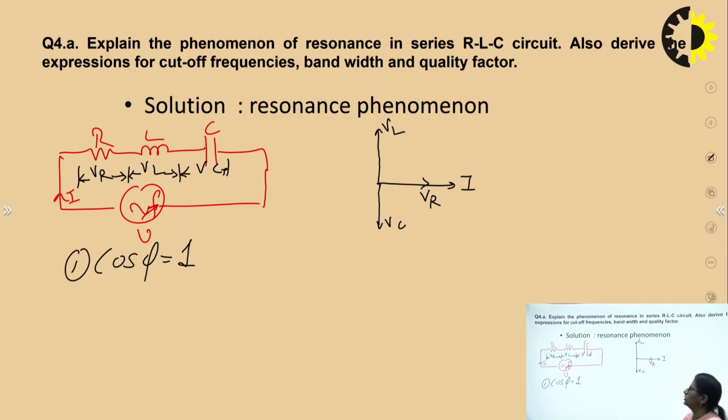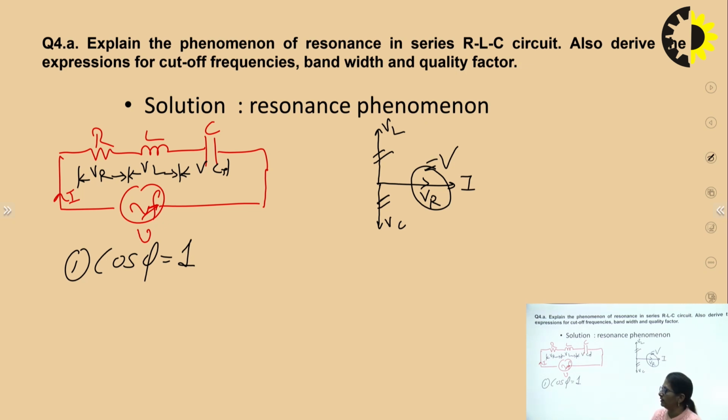And that is only possible when VL and VC are going to remain the same. That means the voltage across the capacitor and the voltage across the inductor are both the same. They are in antiphase, will cancel out each other, and we will be remaining with just VR, which is in phase with current, and this will be nothing but the supply voltage at resonance state, right? So this is the phasor diagram as well as the phenomena of resonance in a series RLC circuit.